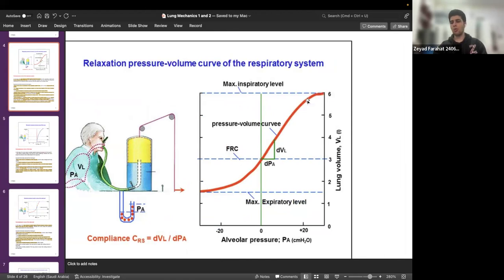So protection from overexpansion, when the volume is overexpanded, comes from the lungs. Sorry, protection from over inspiration, when the volume is increased. So protection from over inspiration, when the volume is too much. What's protecting you from doing that? It's the lungs, because they're always trying to get back low.